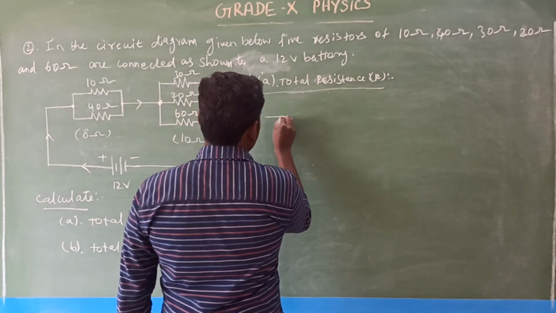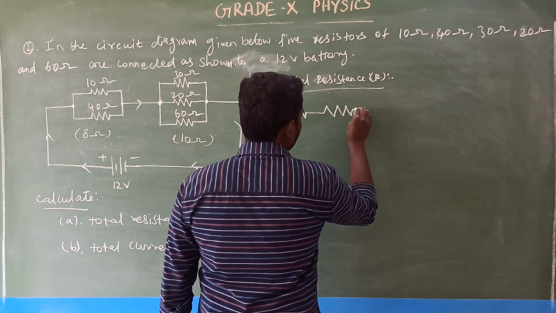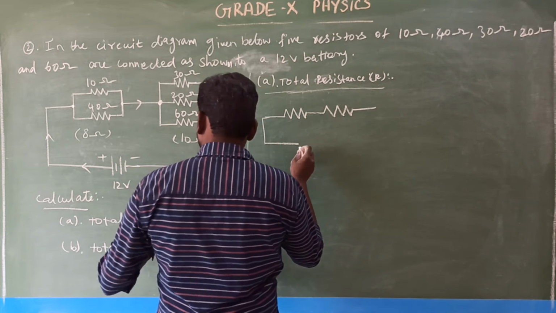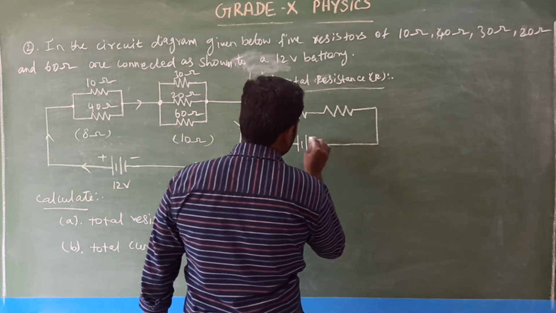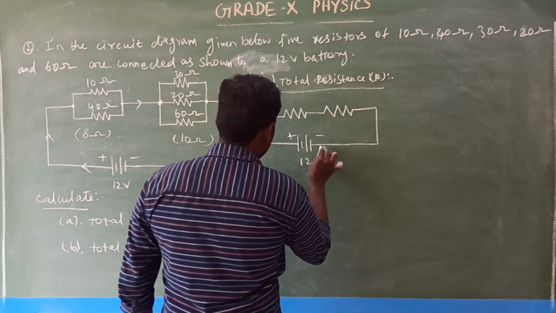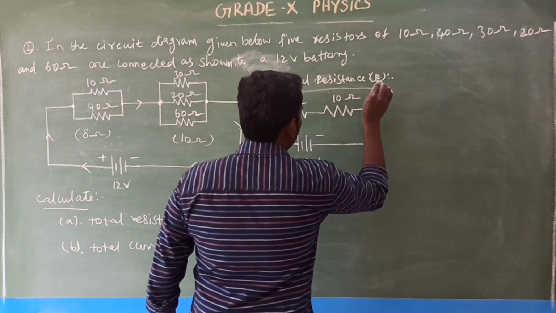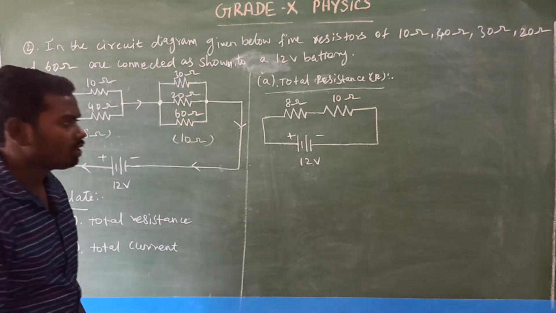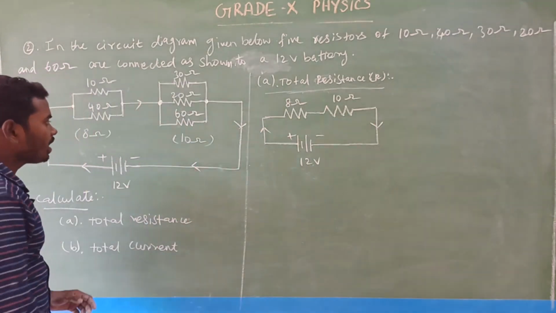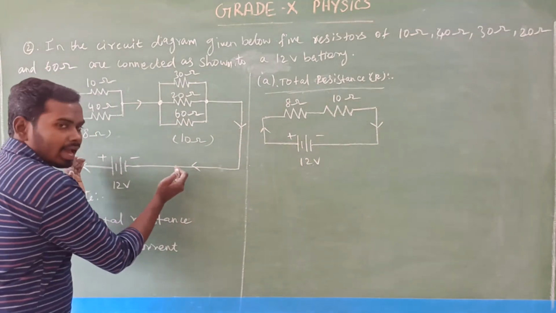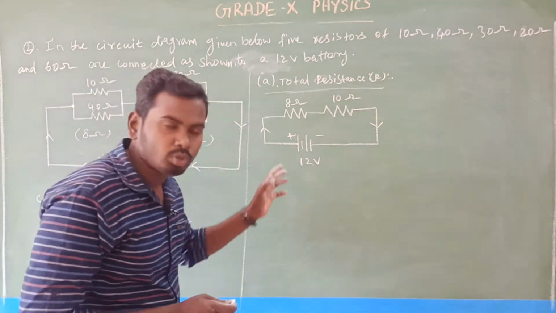So the diagram will be like this: a resistor and again another resistor. The two resistors are connected across the two terminals of the battery, supplied by the voltage 12 volt. So this one is equal to 8 ohm and this one is equal to 10 ohm. That's all. So very easy, very simple. We have modified this main circuit diagram into this new diagram.